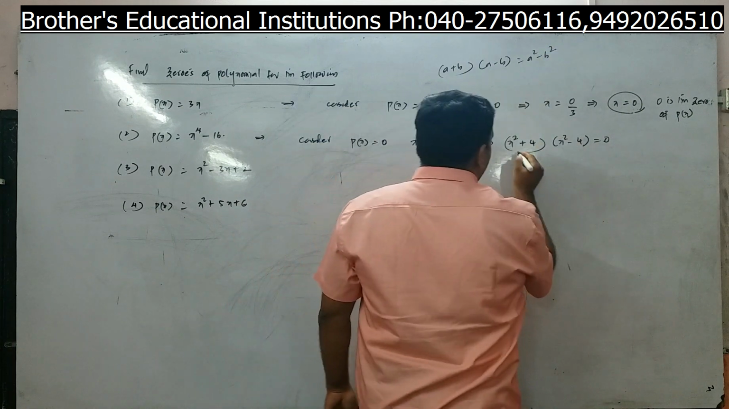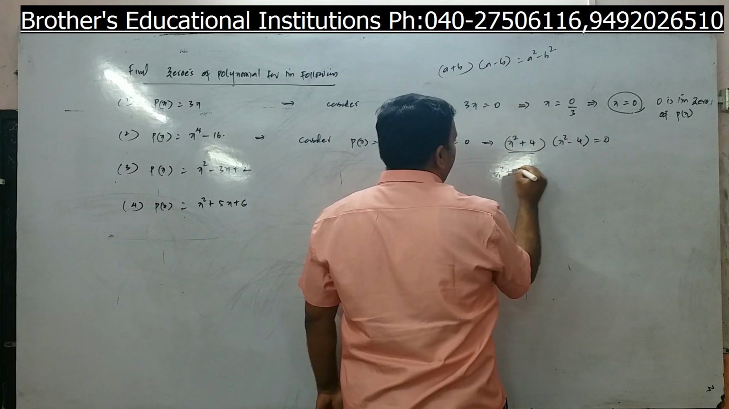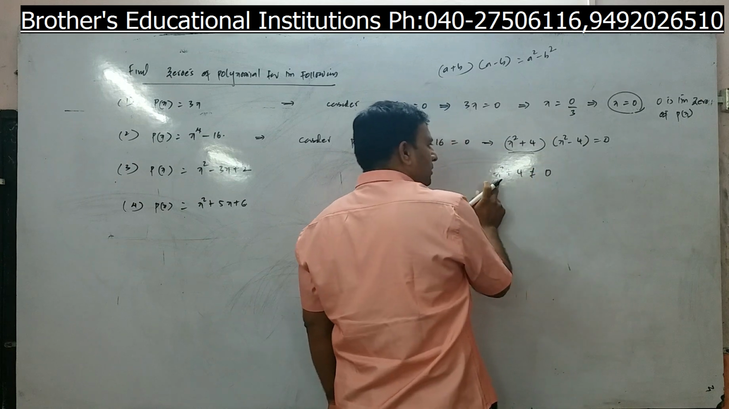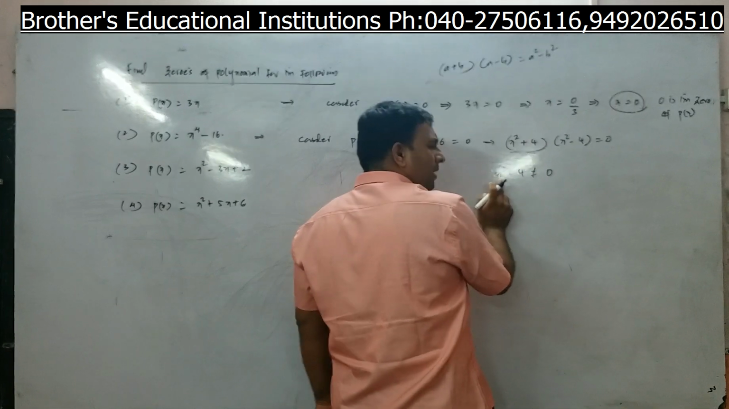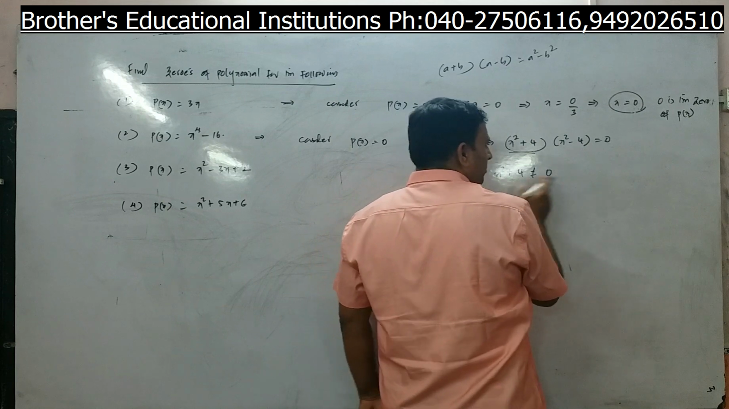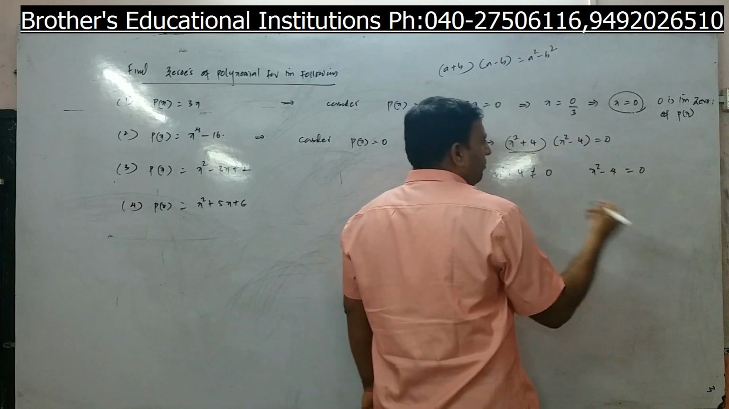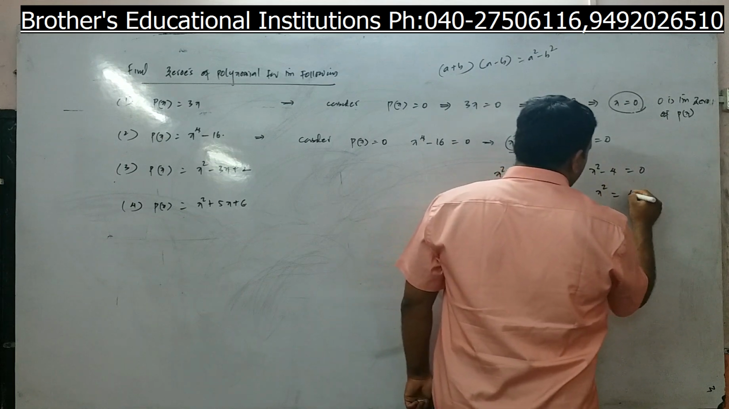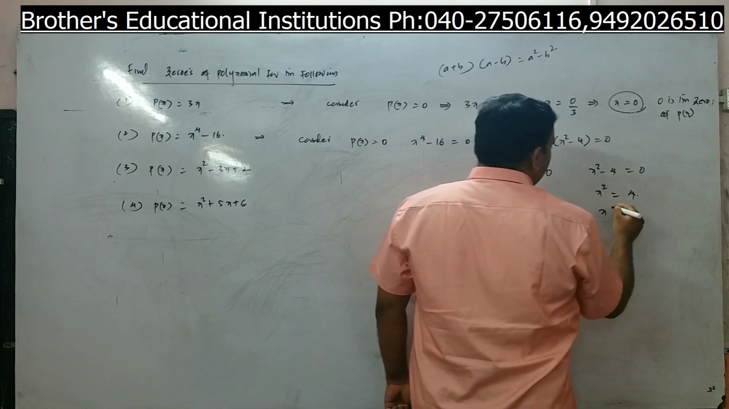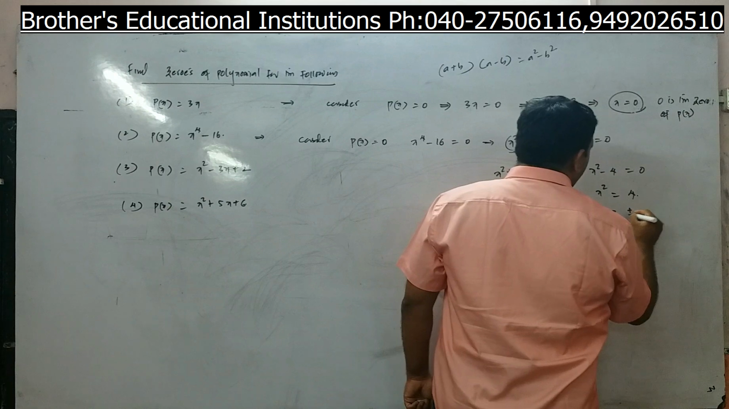So I will equate. So x square plus 4 cannot be 0 because it is positive. At the same time, the square is there. Both are positive numbers. It can't be 0. So ultimately x square minus 4 is equal to 0. Means what? X square is equal to 4 or x is equal to plus or minus 2.